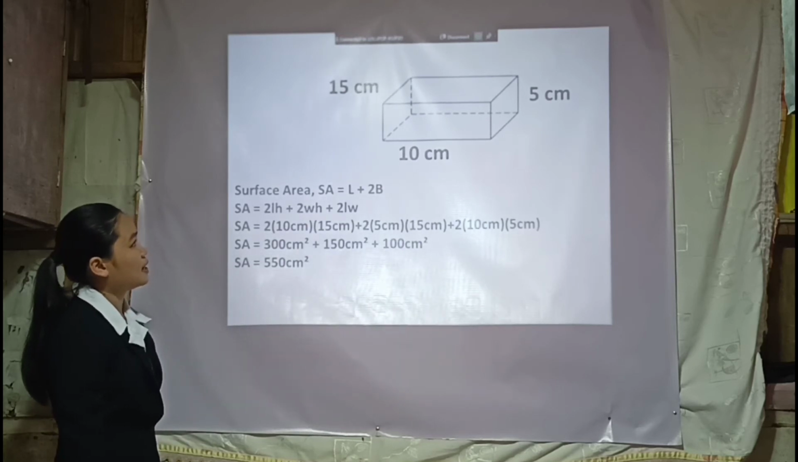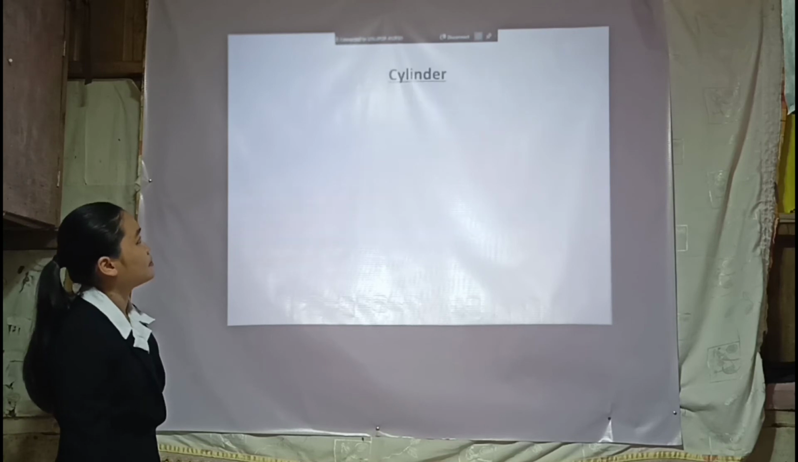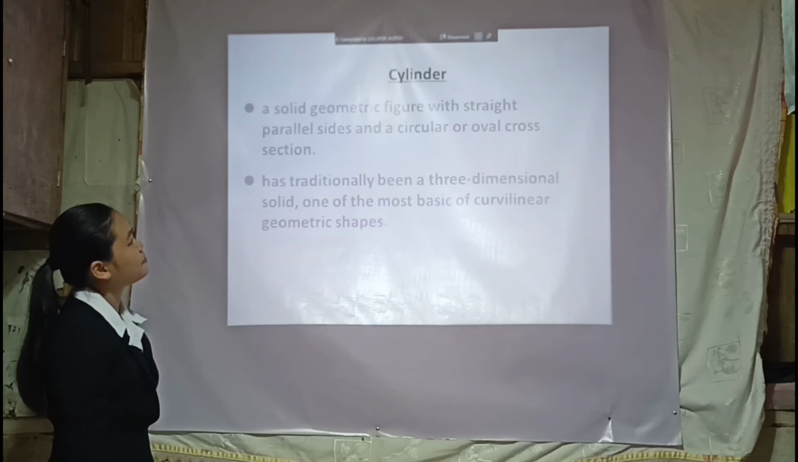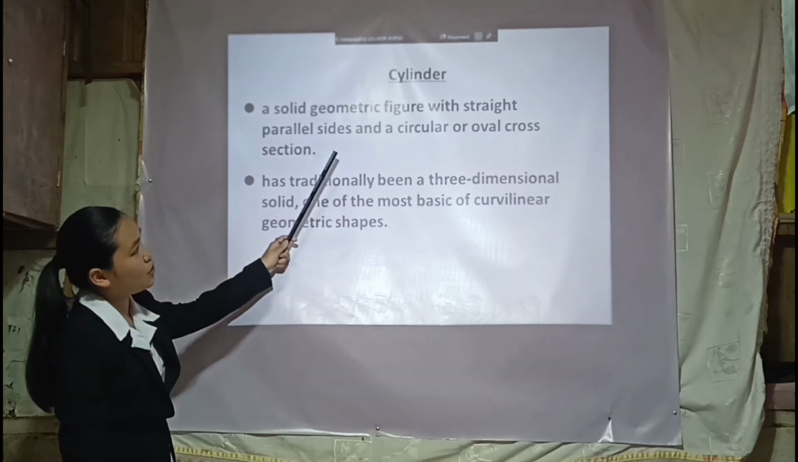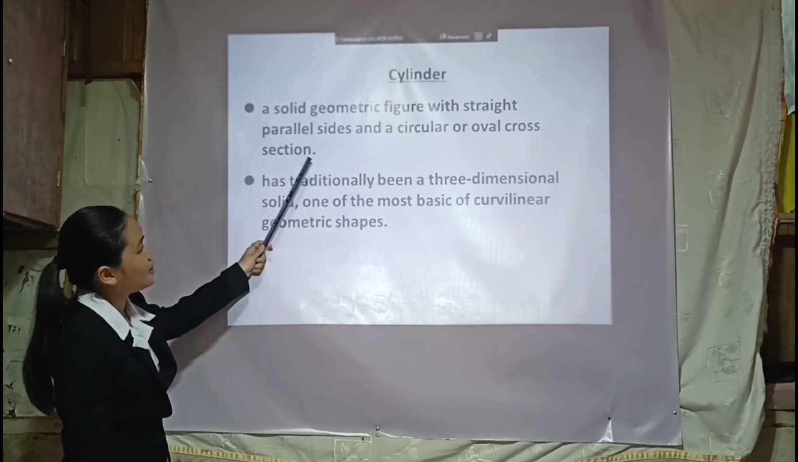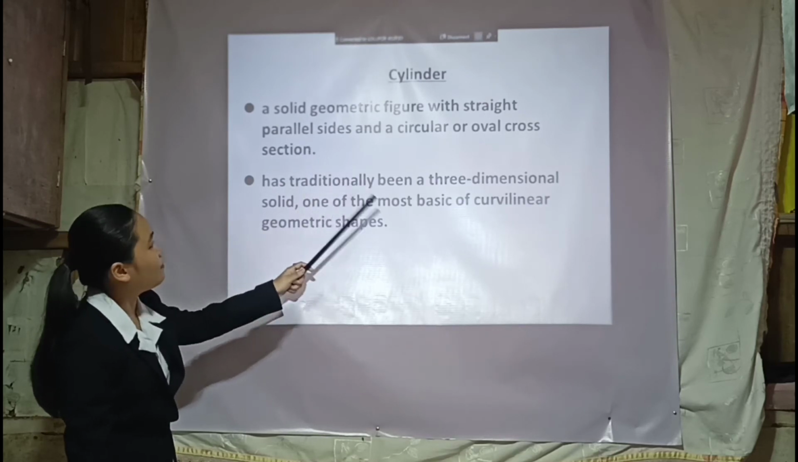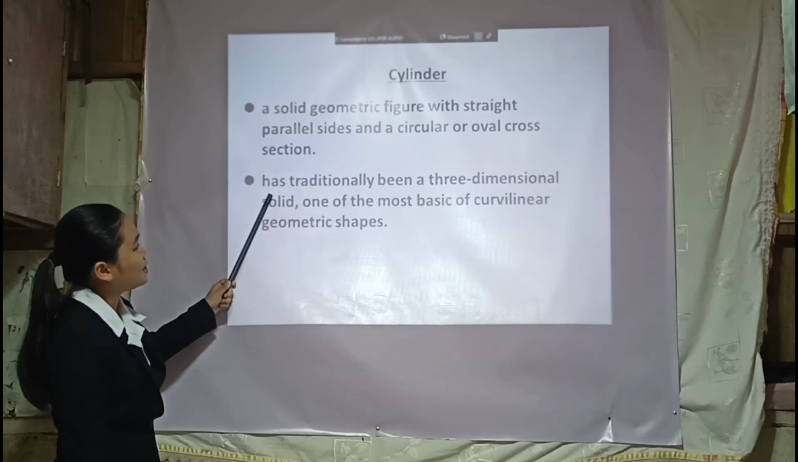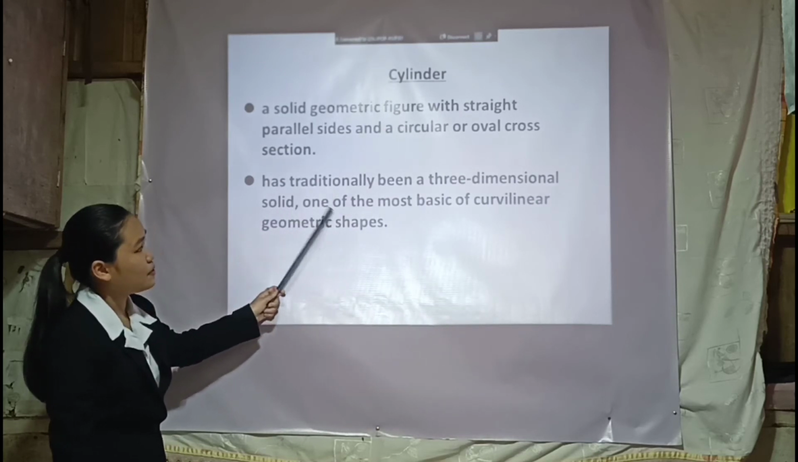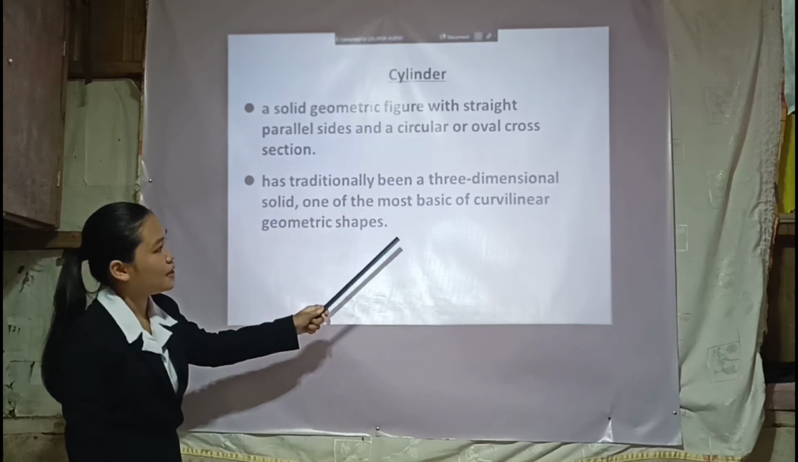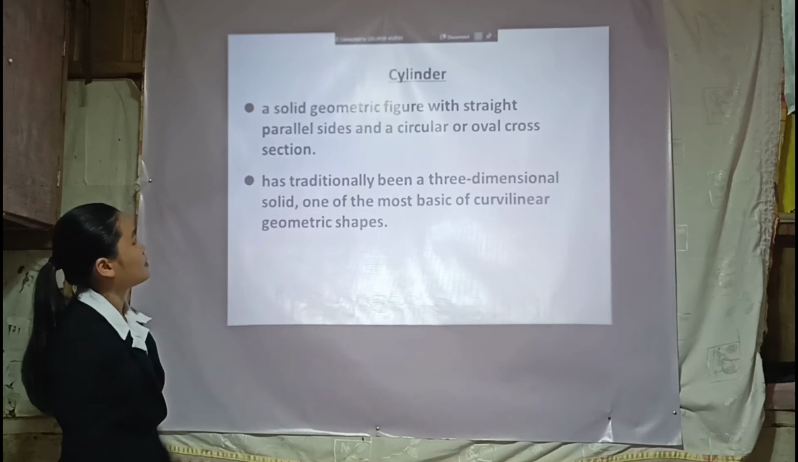Let's proceed to the next figure. Cylinder. A cylinder is a solid geometric figure with straight parallel sides and a circular or oval cross section. It has traditionally been a three-dimensional solid, one of the most basic of curvilinear geometric shapes.